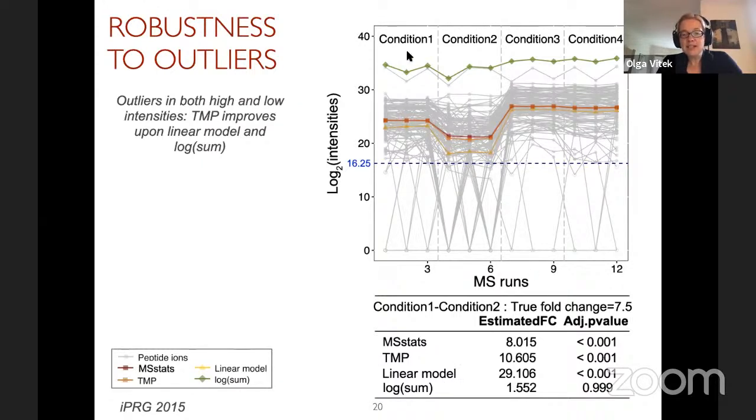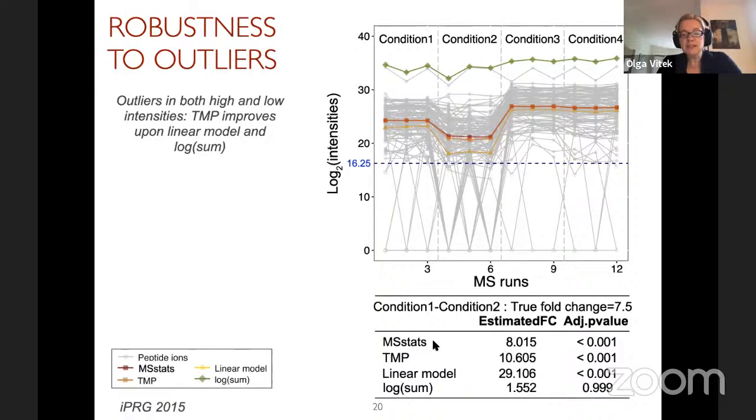On the other hand, the linear model, which is essentially a glorified mean, will be affected by outliers, not only high intensity, but also low intensity. And it dramatically overestimates. So this is the yellow summary. The true fold change is 7, and it says 29. TMP stands for Tukey median polish. This is a robust summarization without imputation. It is doing better. So this is the orange summary here, but still a little bit off.